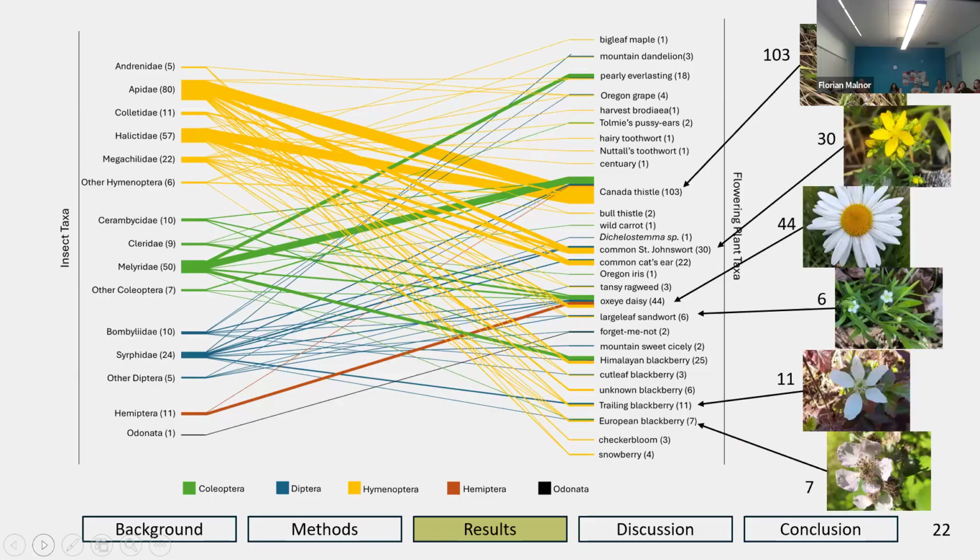So these are some of the most abundant flowers that I showed in the previous slide, showing that Canada thistle had 103 visits, mostly from bees, but also a good amount from beetles. Then common St. John's wort had 30 visits. Oxeye daisy had 44 visits from insects, actually pretty evenly distributed between all four orders. That was really the only plant that had a high level from order Hemiptera. And then the largely sandwort didn't get very many visits, and neither did trailing blackberry or European blackberry. But they got more than some other flowers that were less abundant.